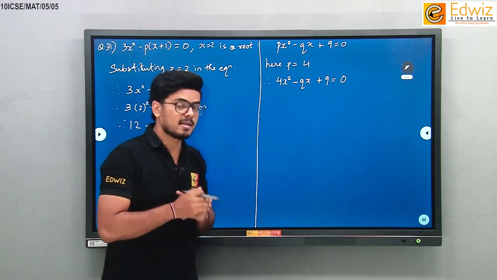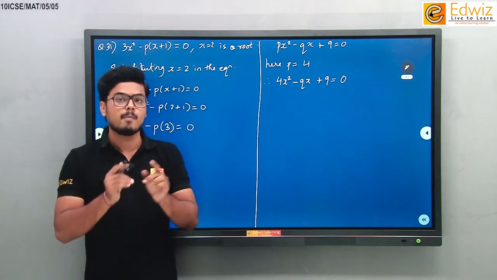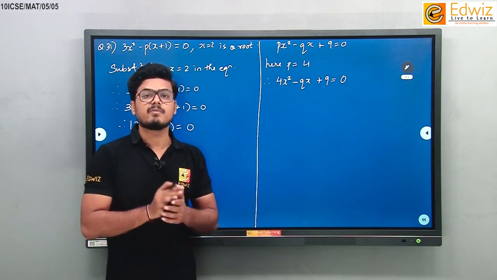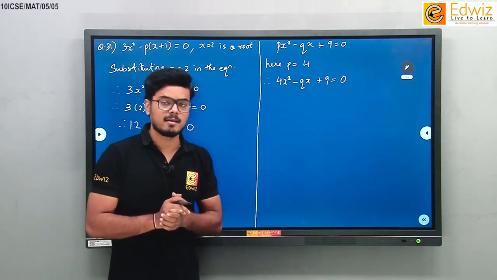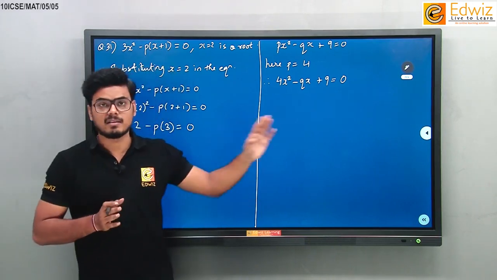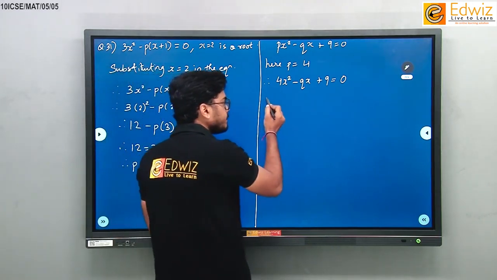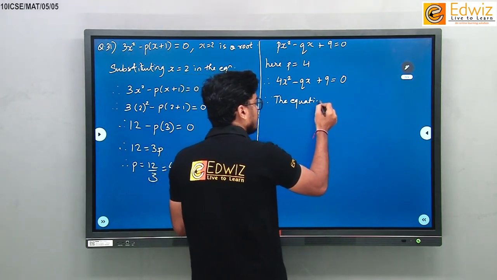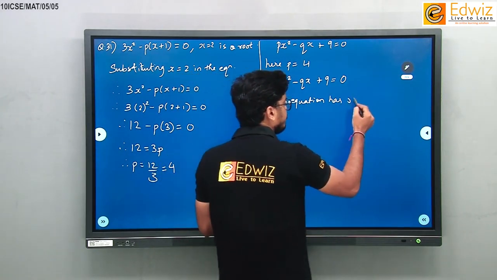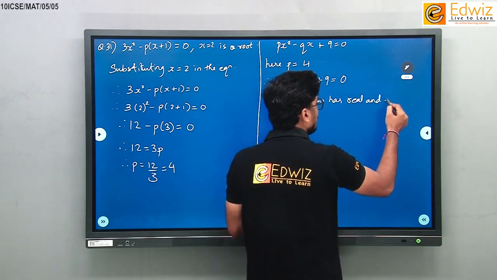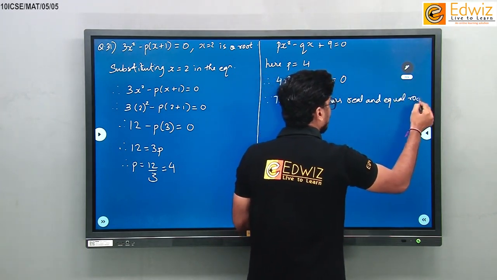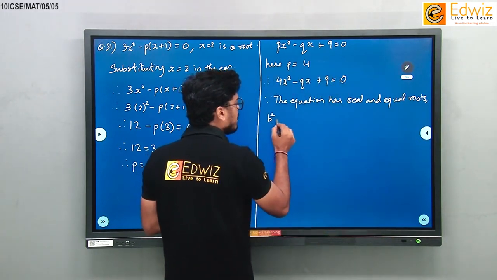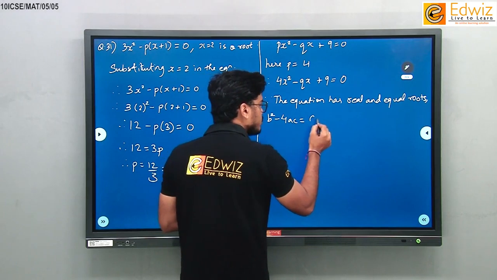So you remember the conditions for nature of roots, correct? b square minus 4ac, if it is equal to 0, then the equation has real and equal roots, correct? So we can use that condition here to find the value of q. Since the equation has real and equal roots, b square minus 4ac will be equal to 0.